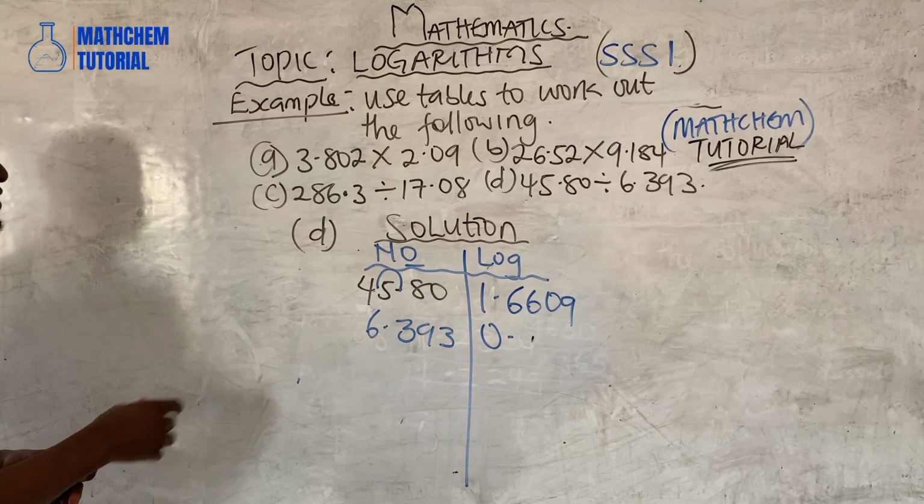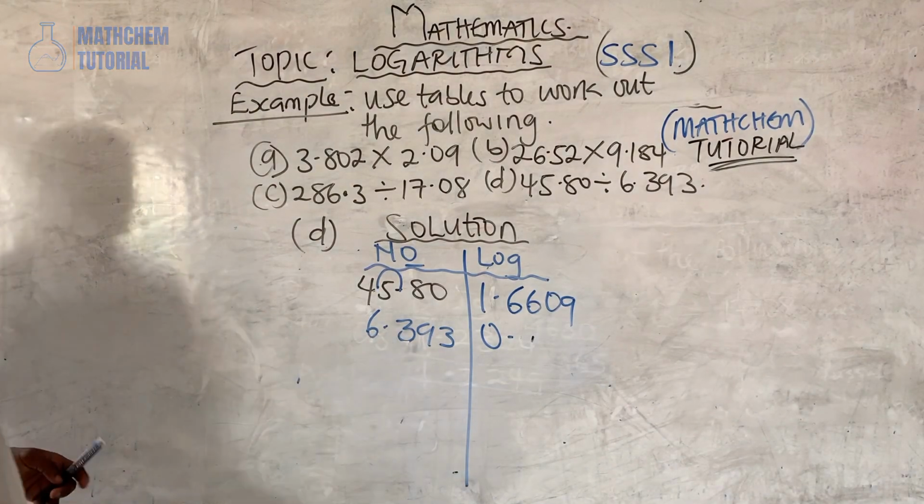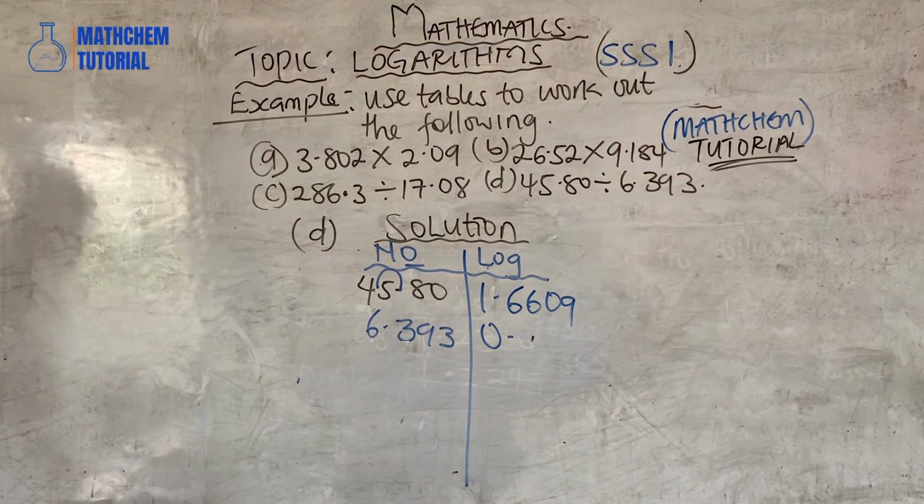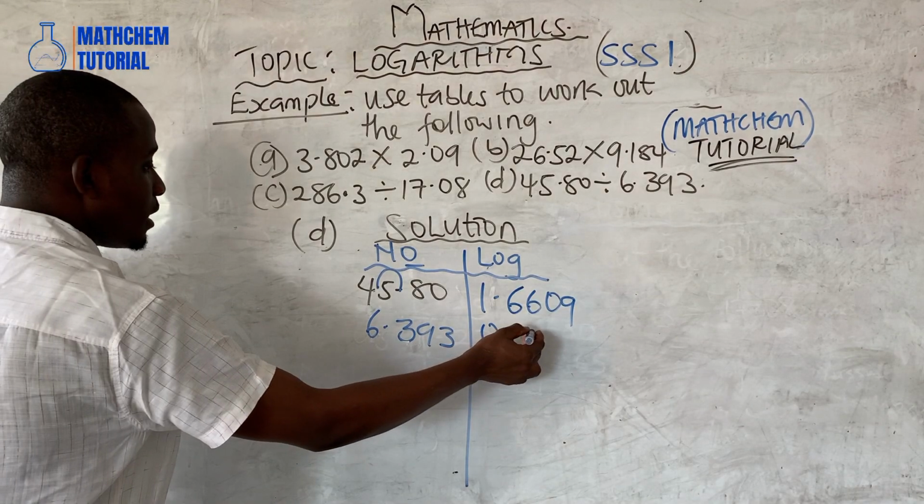Then I will check 63 under 9, difference 3 on my 4-figure table. So 63 under 9 is 8055, difference 3. 8055, difference 3 is 2. So 8055 plus 2 is 8057. So 8057 will be here.